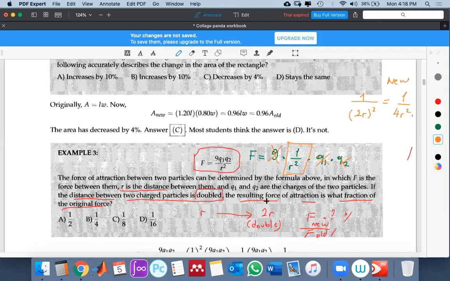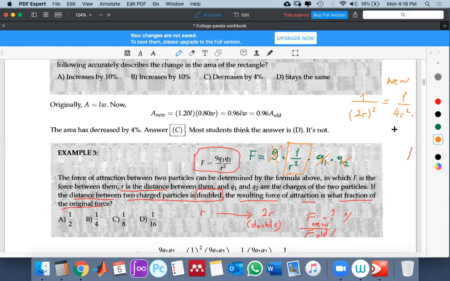The question says the resulting force of attraction is what fraction of the original force? The original one is 1 over R squared, right? You should calculate with 1 over R squared one more time. The resulting force of attraction is what fraction of the original one?